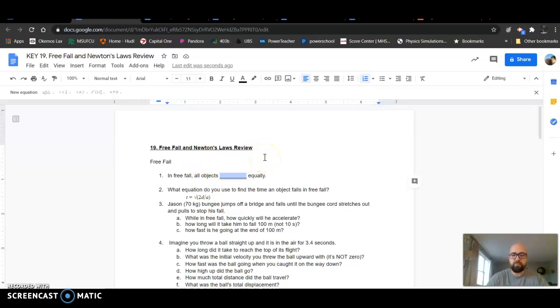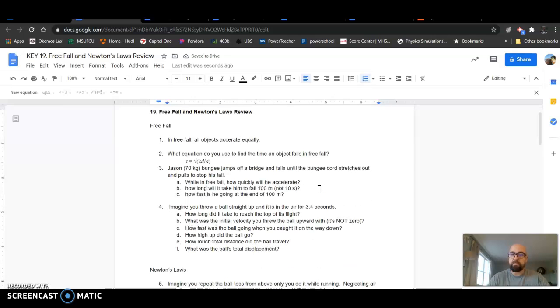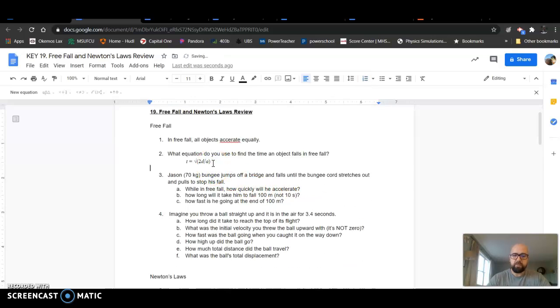So in free fall, we want to remember that all objects accelerate equally. So the force of gravity isn't the same on them, but they do accelerate equally. And then when we're doing some of the math with this, so when we got to find the time an object is in free fall, I put the equation in ahead of time, but time is going to be the square root of 2d over a. So you got to make sure to remember that a is going to be 10 meters per second squared in free fall. And remember in free fall, we're neglecting air resistance.